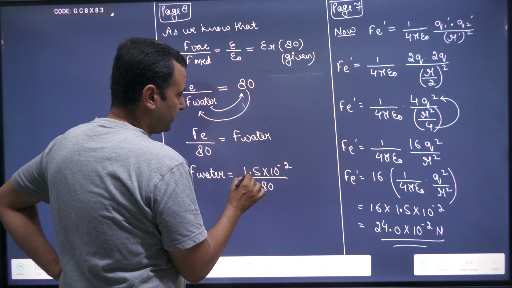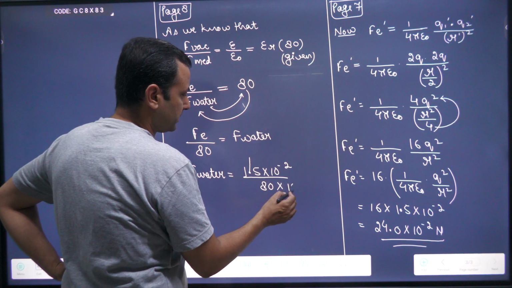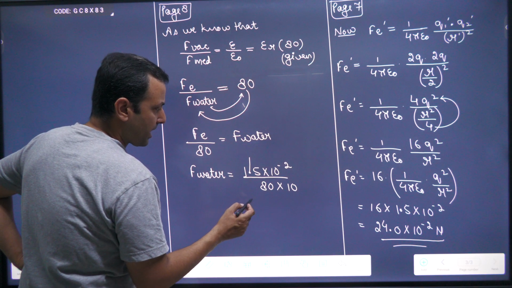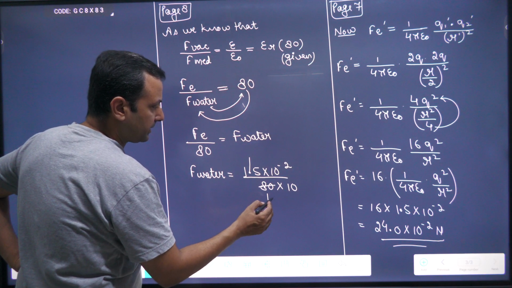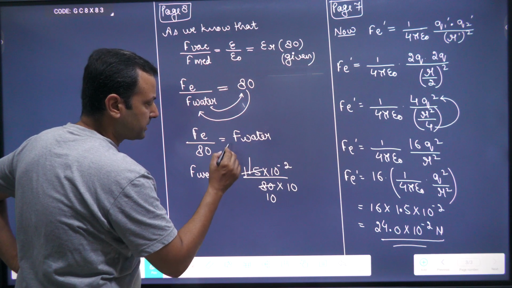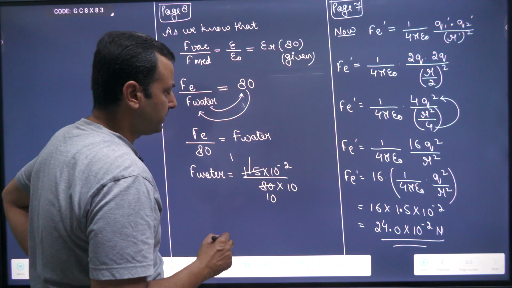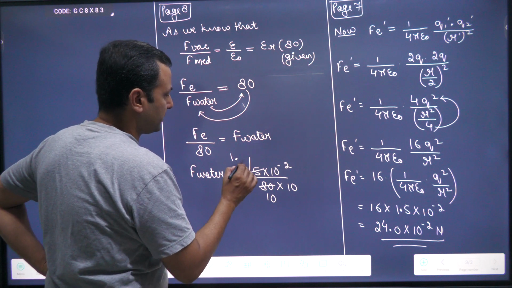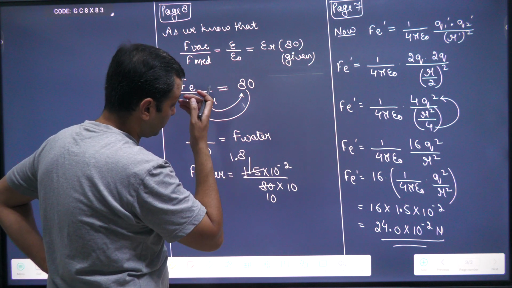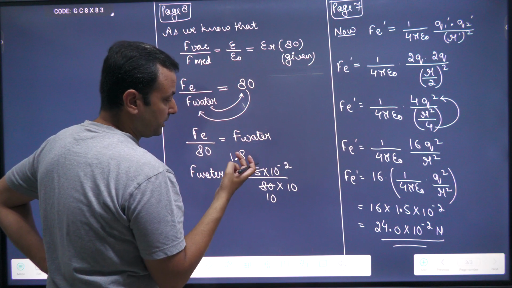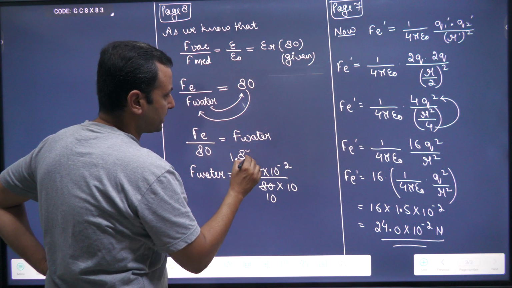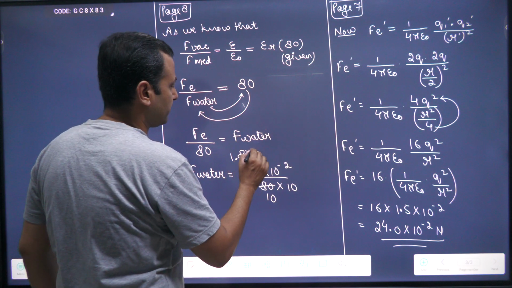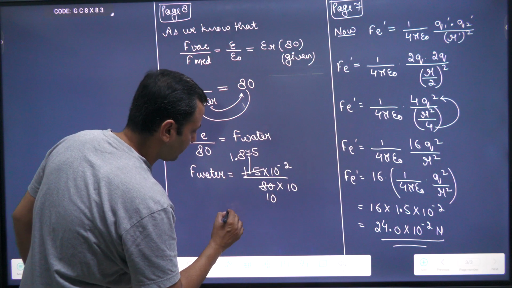Now, if we remove this decimal, then a 10 comes here. And if we divide, 8 10s are 80, 8 1s are 8, 15 minus 8 is 7. 7 0 70, 8 8s are 64. 70 minus 64 is 6. 6 0 60, 8 7s are 56. 60 minus 56 is 4. 4 0 40, 8 5s are 40. So 1.875.